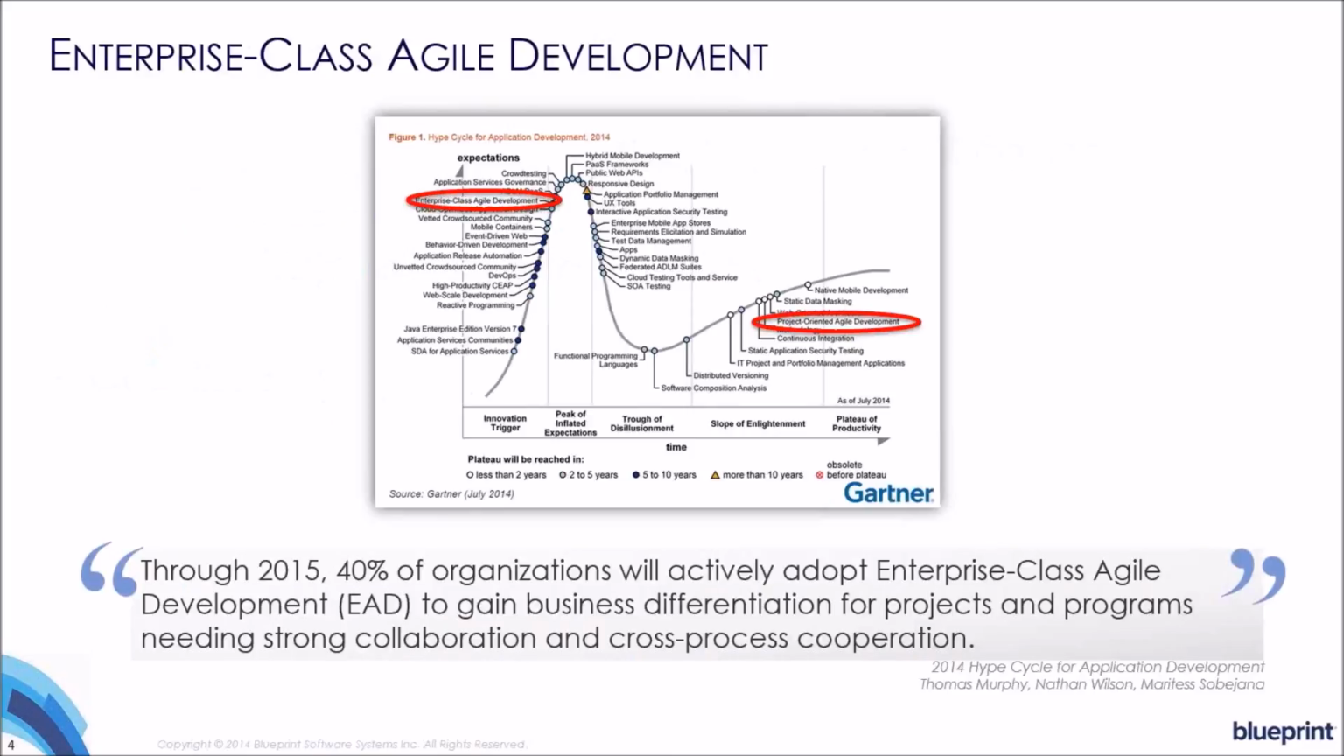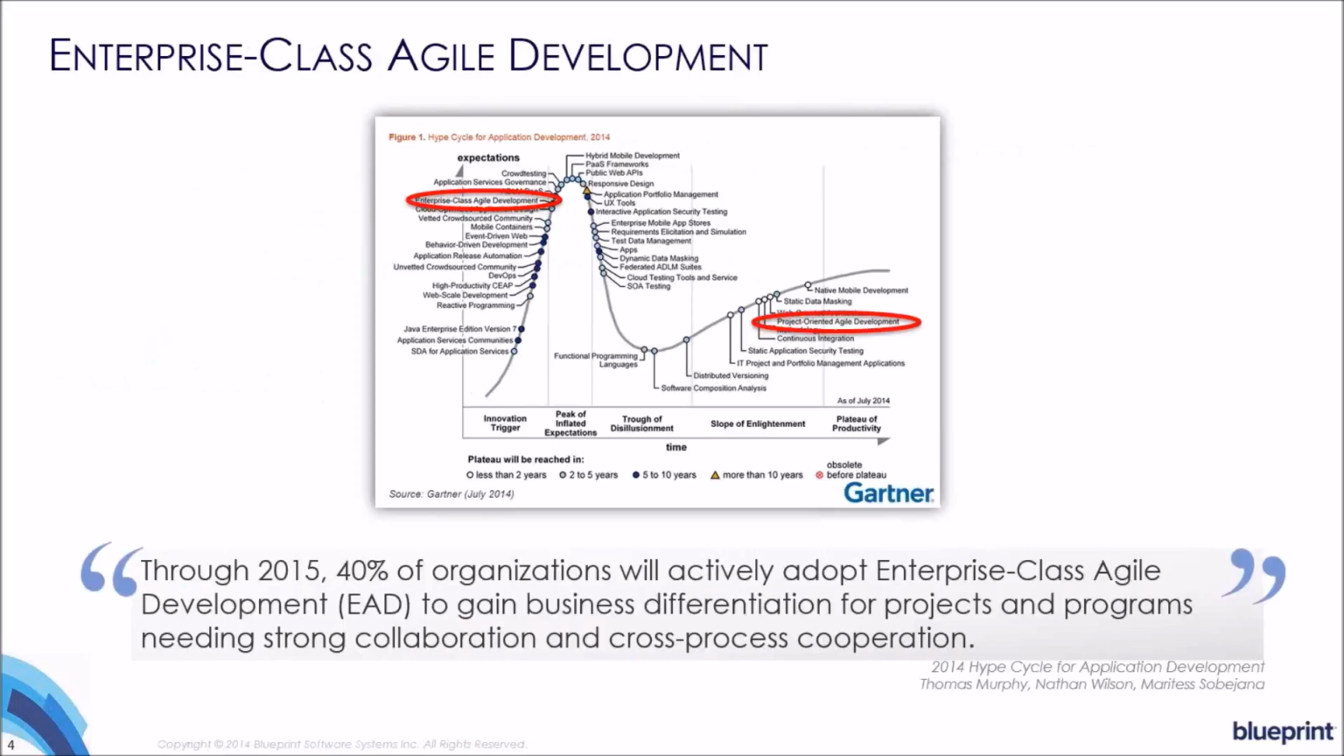Let's first look at project-oriented Agile on the right. Basically, this is Agile as we most traditionally know it, where it has proven itself, mostly if not all, within ISVs, for example, companies like Google. And it's making inroads into IT, certainly in small to medium-sized projects within IT departments.